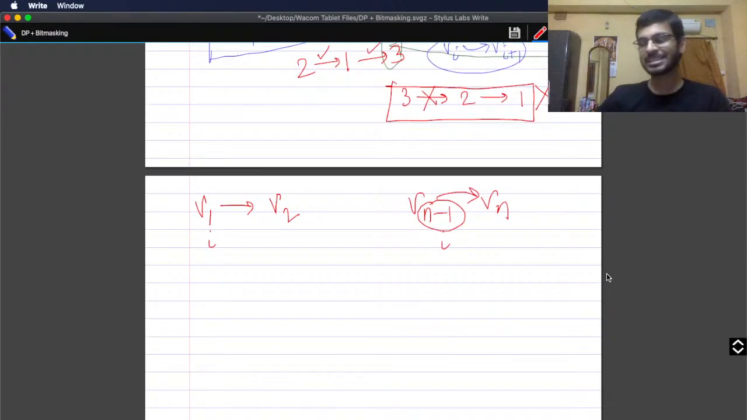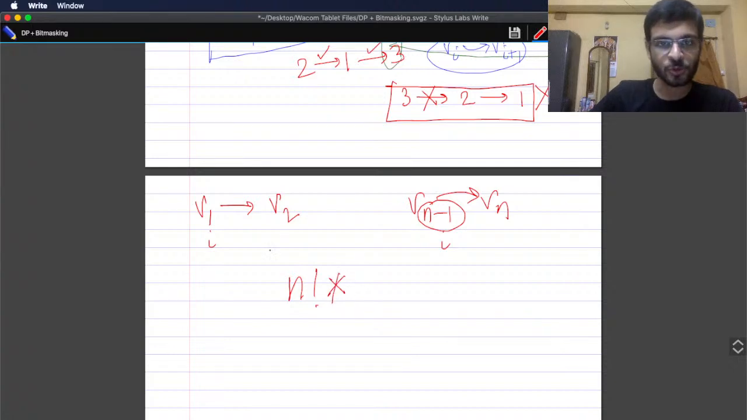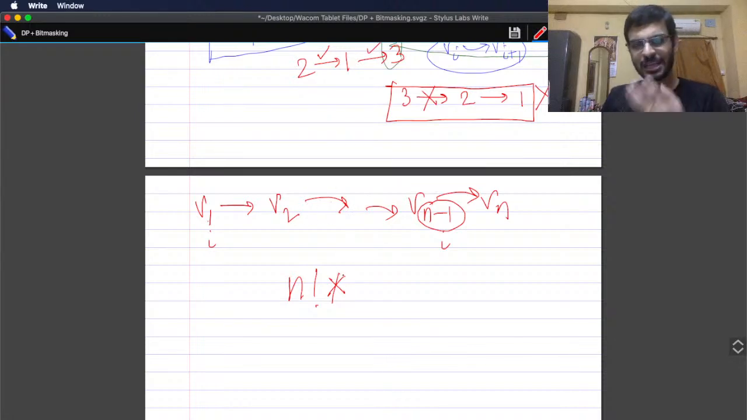Now, what is the time complexity of this approach? There are n factorial permutations, and for checking each of the permutations, we have to check the edges from i equals 1 to i equals n minus 1, whether they exist or not. Checking each of these edges is an easy operation. You can always store all your edges and check whether that edge is present or not, whatever kind of structure you use.